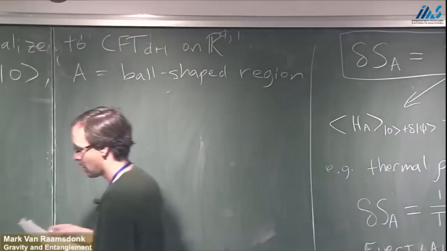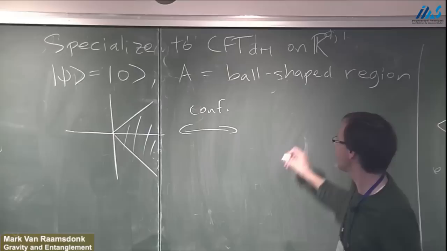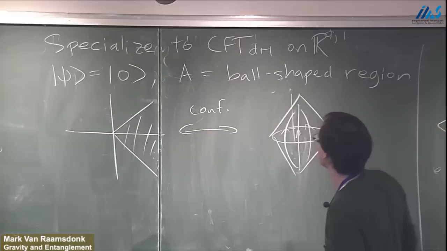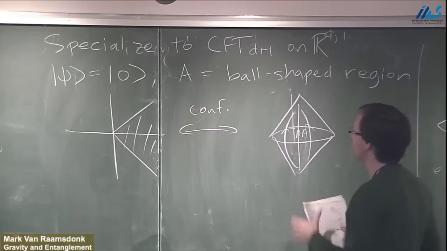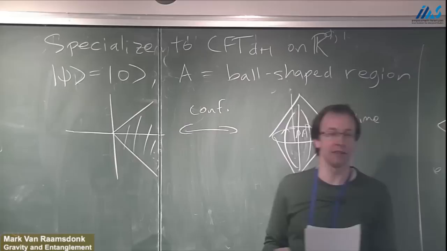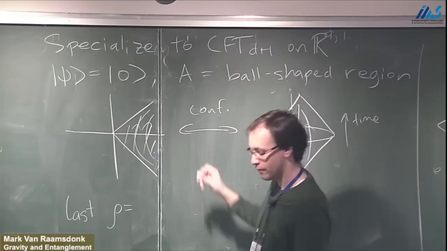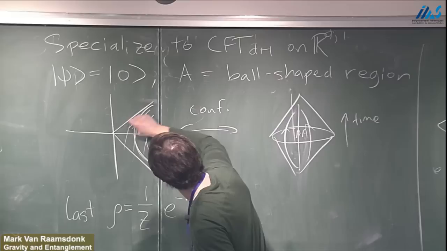Because if you remember from last time, the causal completion of a ball-shaped region is, so this is A. This part of Minkowski space, where this is time, is conformally related to a Rindler wedge of Minkowski space. Okay. And so last time we computed that the density matrix for the Rindler wedge takes that form. It takes the form of a thermal density matrix with respect to the Rindler Hamiltonian, which is the boost generator. The generator of this time that flows within the Rindler wedge.